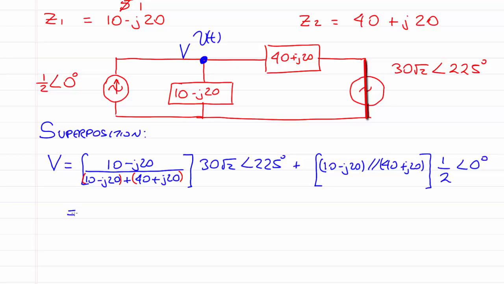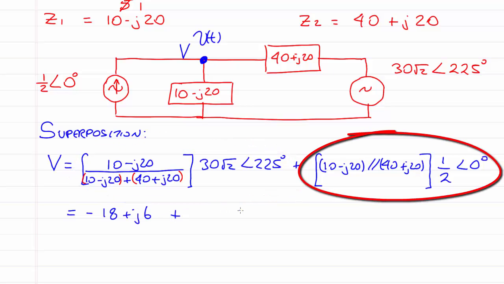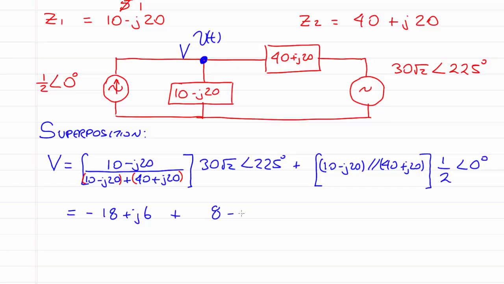If we work through the arithmetic, we're going to find that we get minus 18 plus j6 for this analysis here, and for the current source analysis, we're going to get 8 minus j6. If I add those numbers up, for the real part I'll have minus 18 plus 8, which leaves me with minus 10. And the imaginary part, j6 minus j6, is 0, so the result is simply equal to minus 10.